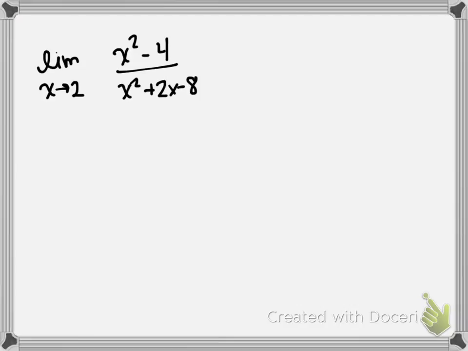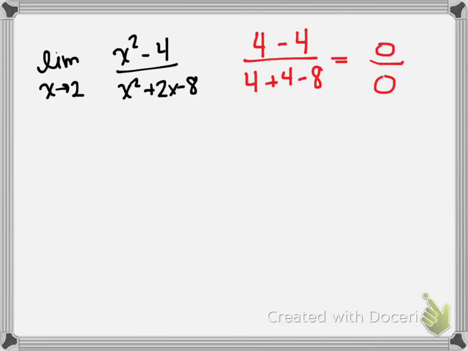Okay, let's try another example. We have the limit of x squared minus 4 over x squared plus 2x minus 8 as x goes to 2. So if we try to evaluate this rational function at 2, we get 4 minus 4 over 4 plus 4 minus 8. And in this case, we get 0 divided by 0, which again is an indeterminate form.